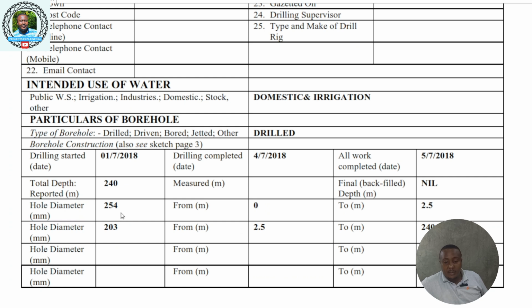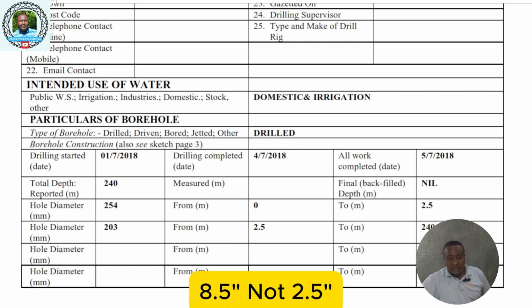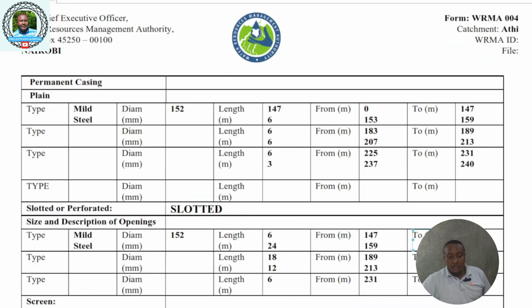This is where the surface casing is usually installed. This was drilled 254 millimeters, which is 10 inch. Then from 2.5 meters, it was drilled by 8.5, which is 2 or 3 mm. So from 2.5 to 240 meters, this bore was drilled by 2.5. Then that is page 1. Then you go to page 2.